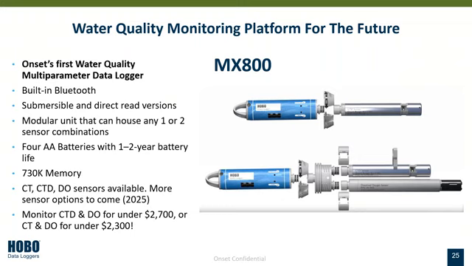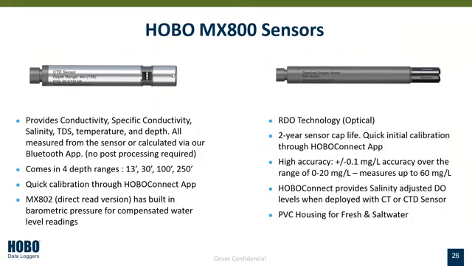So I think some of you here have known that some of these water monitoring devices, especially these kind of sondes, can be very expensive. But if you're monitoring CTD and DO for $2,700, you can do all of those water parameters, and it's only $2,300 if it's just a CT and a DO sensor. So it's a great product. We're very happy with it, and people are using it all over the place. So these are our sensors that we have right now. We actually have three. One's a CT, one's a CTD, and the other one is the DO.